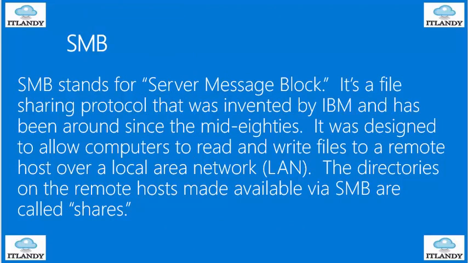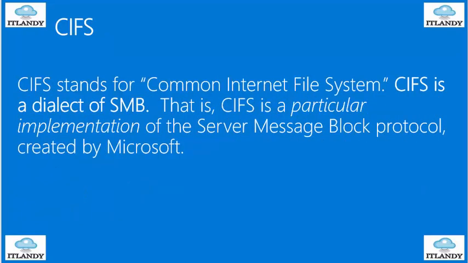It's a sharing protocol that was invented by IBM and has been around since the mid 80s. It was designed to allow computers to read and write files to remote hosts over LAN, and the directories on the remote host made available via SMB are called shares, whereas the Microsoft protocol is called CIFS, which stands for Common Internet File System. It's a dialect of SMB. CIFS is a particular implementation of the Server Message Block protocol created by Microsoft.